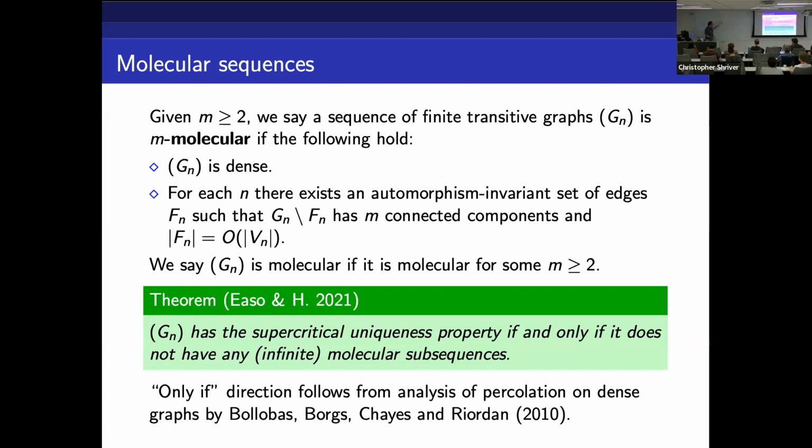And if you delete the set of edges from the graph, you split the graph into M connected components, which are necessarily transitive and dense. Okay, and we say the sequence is molecular if it's M molecular for some M at least 2. And the theorem says that the only way that you can fail to have the supercritical uniqueness property is that you have one of these specific kinds of counterexamples as a subsequence. You have to have a molecular subsequence.